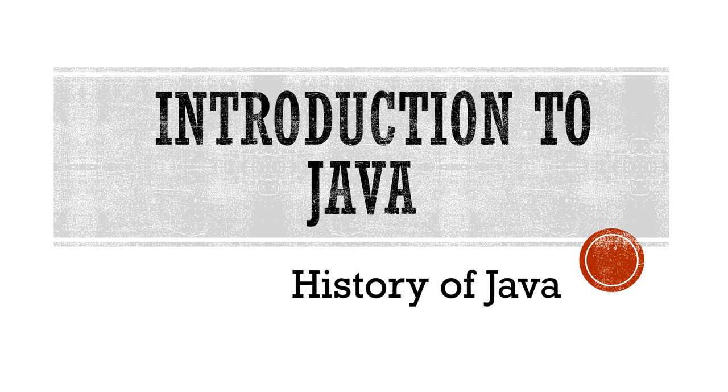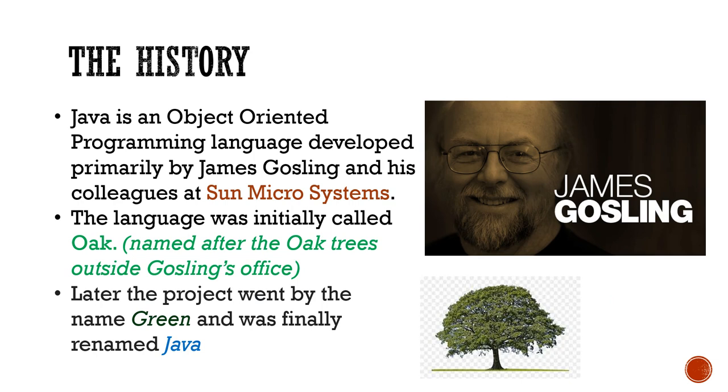Hello everyone. In this video, we are going to introduce Java programming. So we are going to see about the history of Java, what are the basic features of Java, and also we are going to see the Java interpreter and compiler. So these are the two translators used in Java. So first we are going to see about the history.